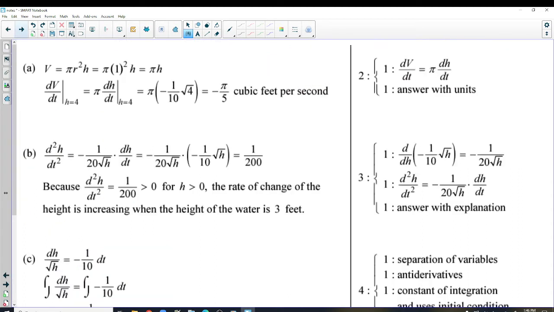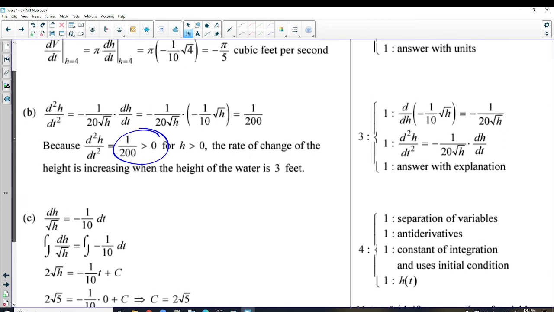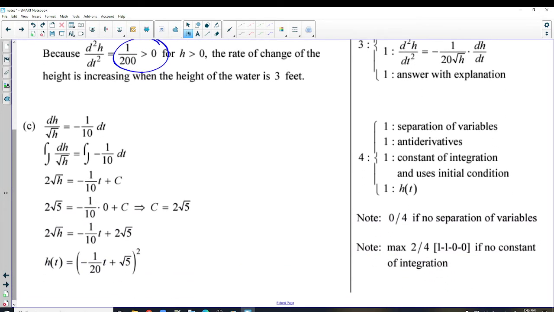All right, rubric, real quick. 1 for the derivative, 1 for the answer. Pretty straightforward. 1 for the first part of the derivative, 1 for the second, answer with explanation. The explanation is just, that's the explanation right there. And then separation of variables, antiderivatives. This one's only worth 4 points because they say show that you use the initial point and then get the constant. They just made that all 1 point. And then 1 for the final answer.